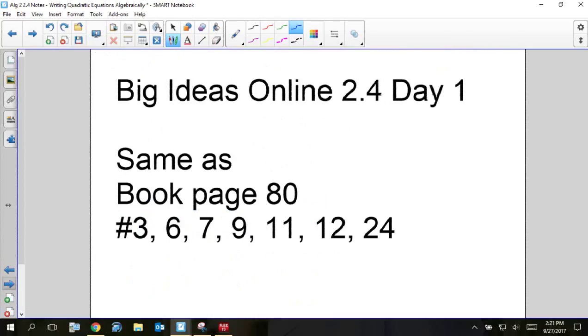So the assignment is on Big Ideas. If for some reason you get home and your internet has blown up and you can't do it online, these are the numbers from the book that are the exact same as the questions online. So you could put it on paper, or you could come in tomorrow and borrow a computer. If you're at home and don't have internet and you still want to do it, you could do it using these numbers, and then just plug your numbers in when you get back to school.